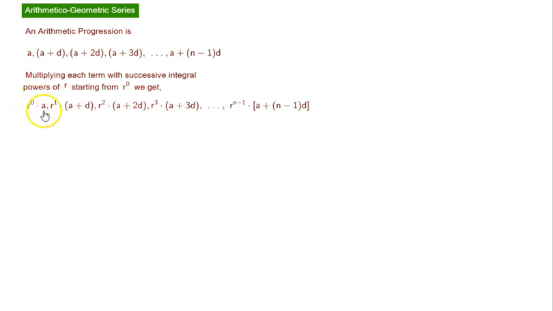r to the power of 0 times a, r to the power of 1 times a plus d, r square times a plus 2d, r cube times a plus 3d, and so on, so that the nth term becomes r to the power of n minus 1 times a plus n minus 1 d. Now, why we end up with n minus 1 as the power of r is because we are starting from 0. This is called the arithmetico-geometric progression.